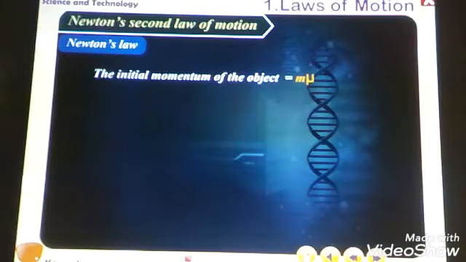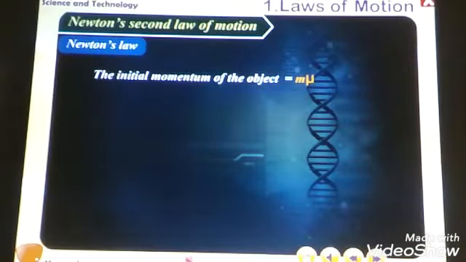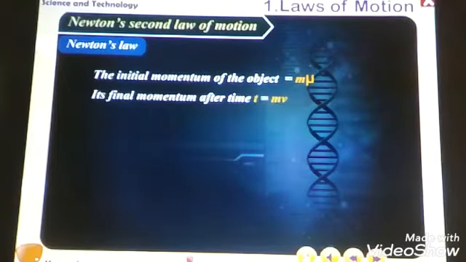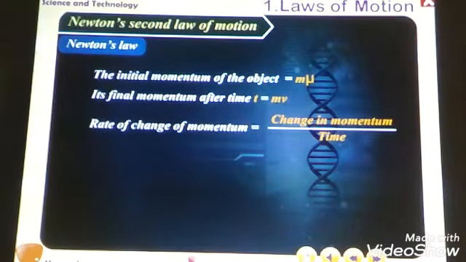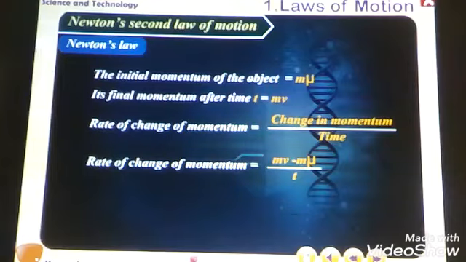The initial momentum of an object is equal to mu. The final momentum after time t will be mv. So the rate of change of momentum is equal to change in momentum upon time. Therefore, the rate of change of momentum is equal to (mv minus mu) upon t, which equals m into (v minus u) upon t.